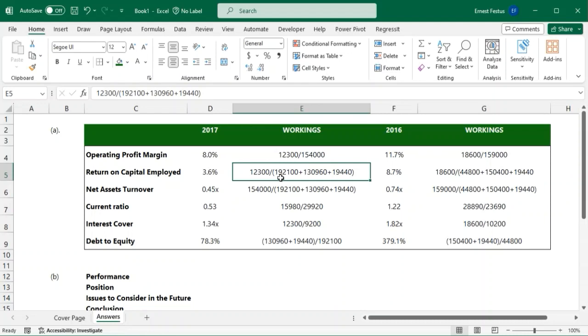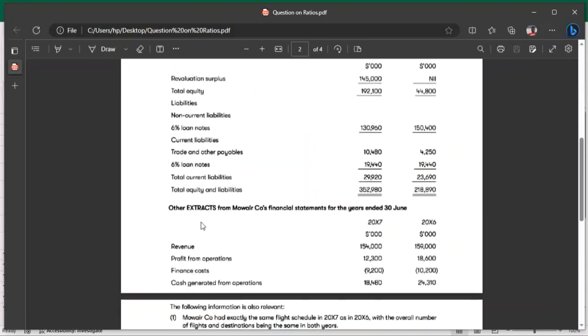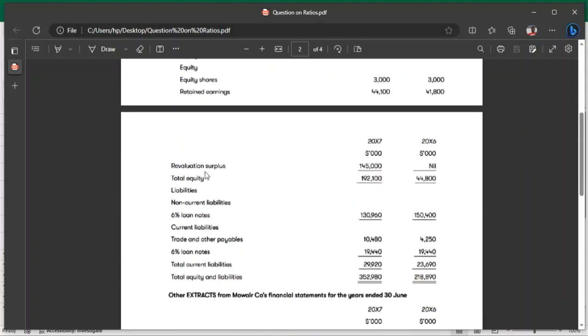And then in addition, Moe Company has revalued its non-current assets in the year. This means that there is a large revaluation surplus in 2017 which did not exist in the 2016 financial year. So let's come to the question and confirm that. So we have our revaluation surplus here, and that is $145 million for 2017, but nil for 2016. See that? So that is the possible cause of our return on capital employed declining over the year.